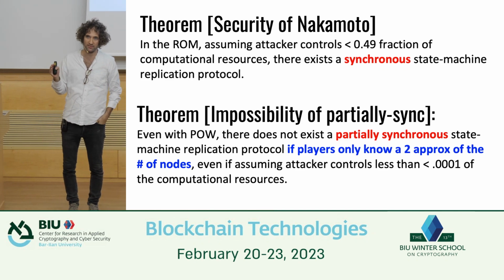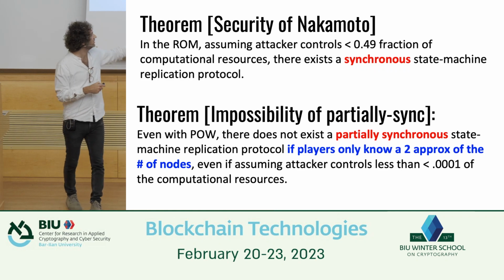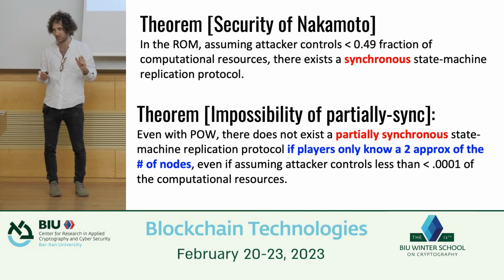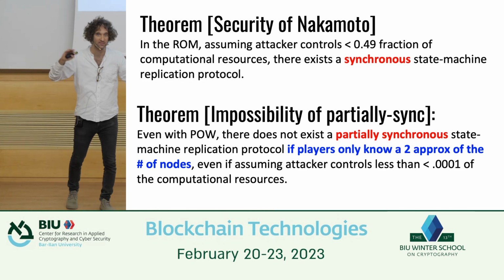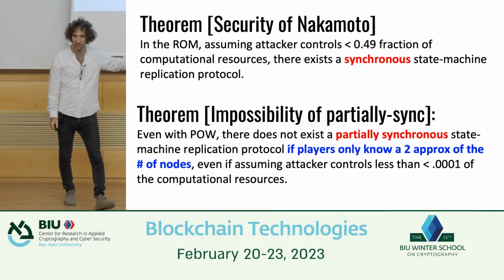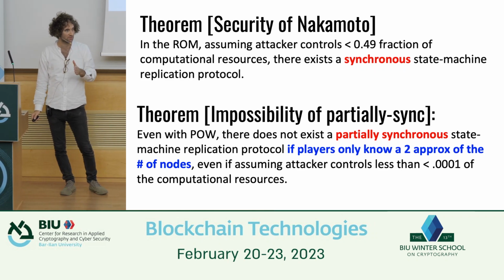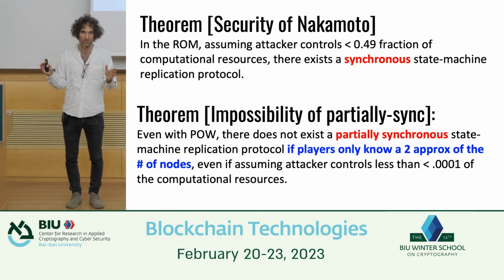You cannot get a protocol in the partially synchronous model if the players even only know a 2 approximation to the number of nodes in the network. So remember, the key thing here with Nakamoto is anybody can join, players don't know how many other players are out there. In fact, what you can show is that it's enough that you don't know a 2 approximation. You don't know if the number of players is 100 or 200. If that's what you don't know, then you cannot get something that's partially synchronously secure.